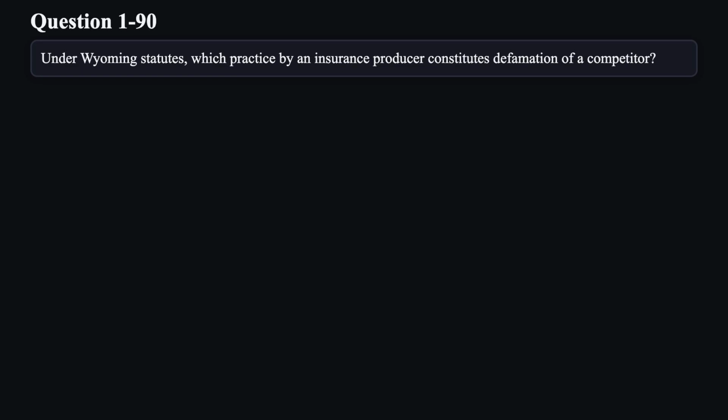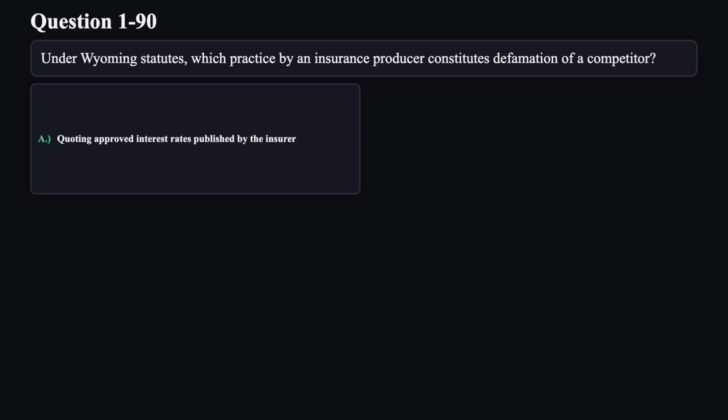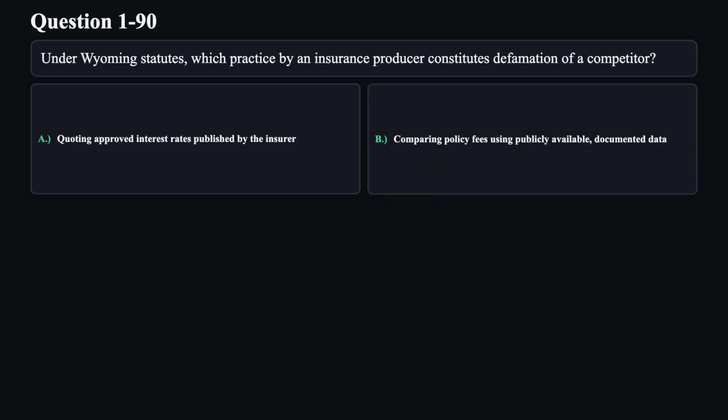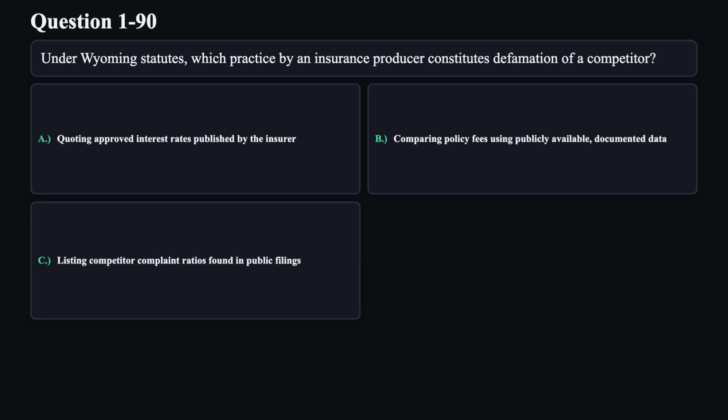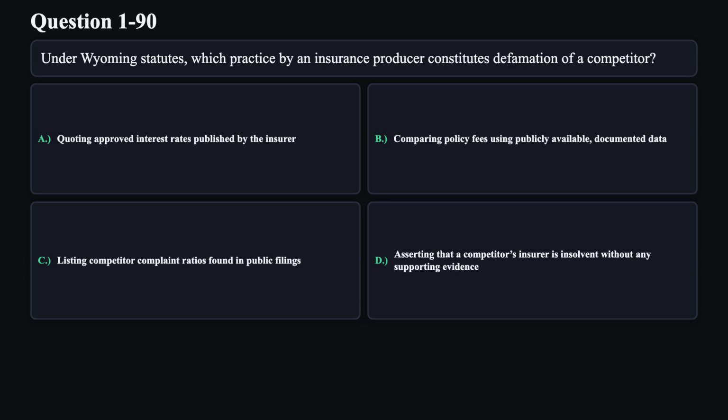Question 90. Under Wyoming statutes, which practice by an insurance producer constitutes defamation of a competitor? A. Quoting approved interest rates published by the insurer. B. Comparing policy fees using publicly available documented data. C. Listing competitor complaint ratios found in public filings. D. Asserting that a competitor's insurer is insolvent without any supporting evidence.